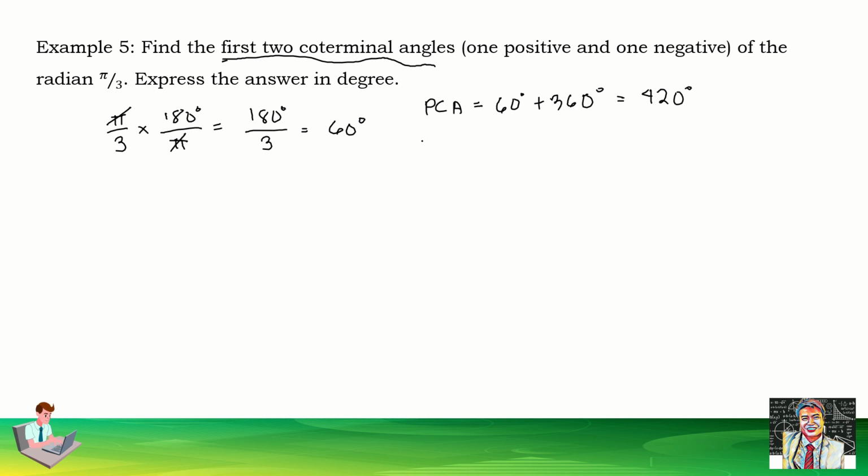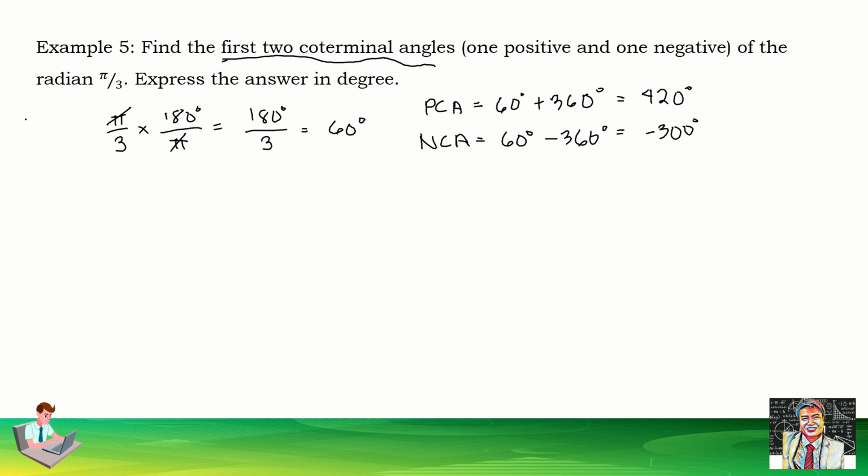degrees. Kung gusto natin kunin yung negative coterminal angle, subtract lang tayo: 60 degrees minus 360 degrees gives us negative 300 degrees. Ito yung dalawang coterminal angles nito. So, this is the first way to compute. Choose na lang kayo, bahala kayo kung gusto ninyo gamitin yan or gamitin yung isa.